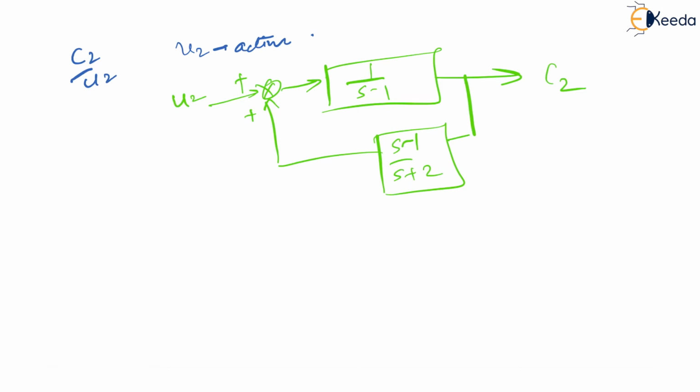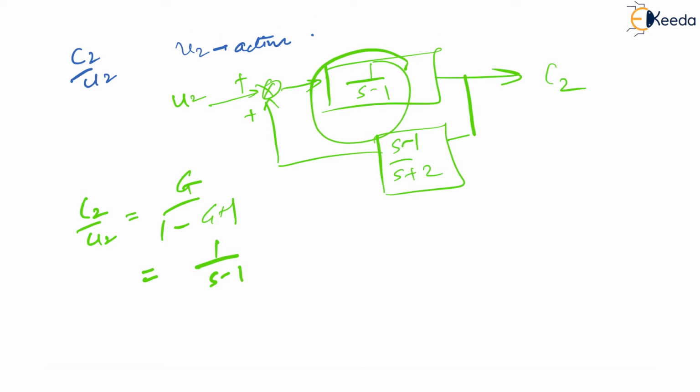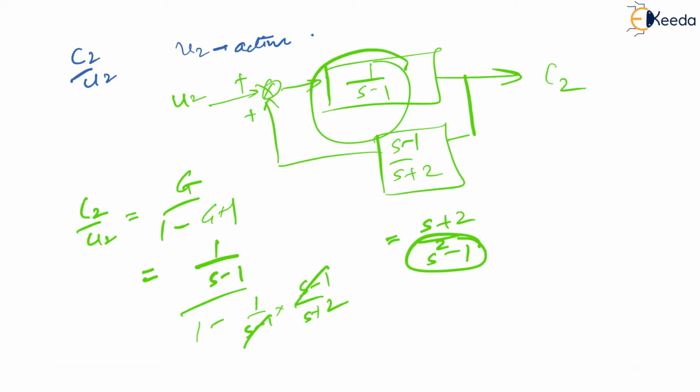This is the U2, right? Now, since it is positive feedback, what do you use? C2 by U2 will be equal to G upon 1 minus GH. Is that right? G is 1 upon S minus 1, the feed forward path, upon 1 minus GH: 1 upon S minus 1 into S minus 1 upon S plus 2. S minus 1 will get cancelled. At the end, what you get is S plus 2 upon S squared minus 1.